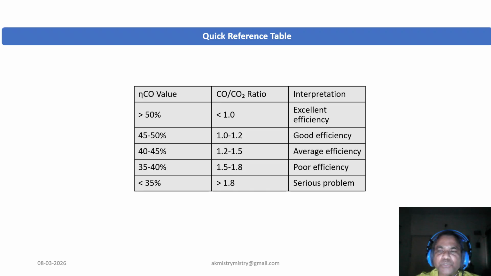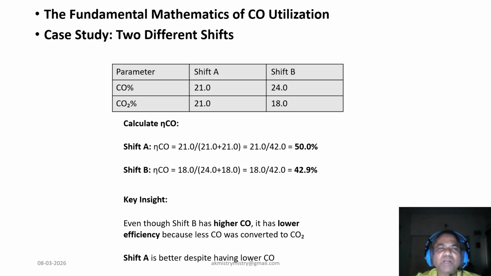So let's bring this to life with a real world comparison. Here we have data from two different shifts, A and B. On the surface, B looks impressive. They have 24% CO in their top gas, which is higher than shift A's 21%. But don't be fooled. Let's do the maths. We calculate eta CO for shift A, which comes to around 50%, and for shift B 42%. So excellent efficiency for A, and this is only in the average range for B.